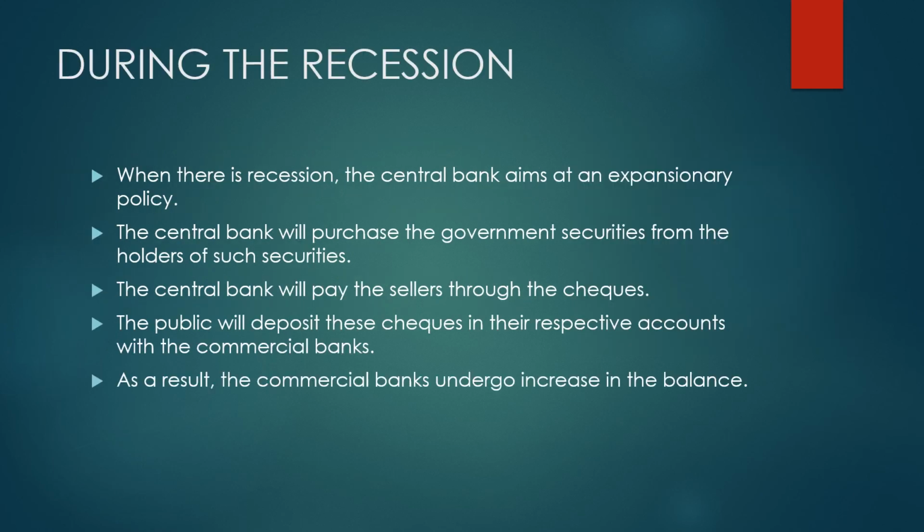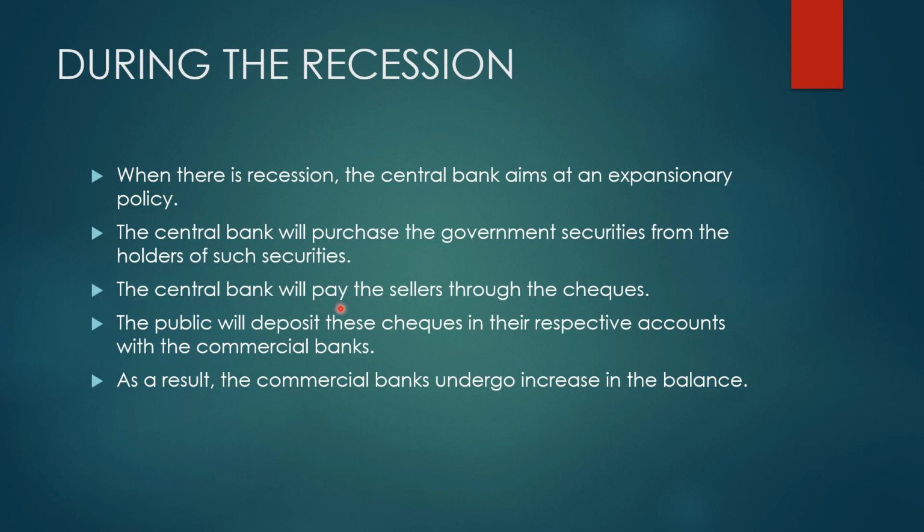Let us move further. Now what happens during the recession? When there is recession, the central bank aims at an expansionary policy. Now the method will be altogether opposite to what was there in inflation. There it was a contraction policy, and now the central bank would like to expand the policy. How will it do it? The central bank will purchase the government securities from the holders of such securities. So it jumps into the open market and purchases the securities and bonds.